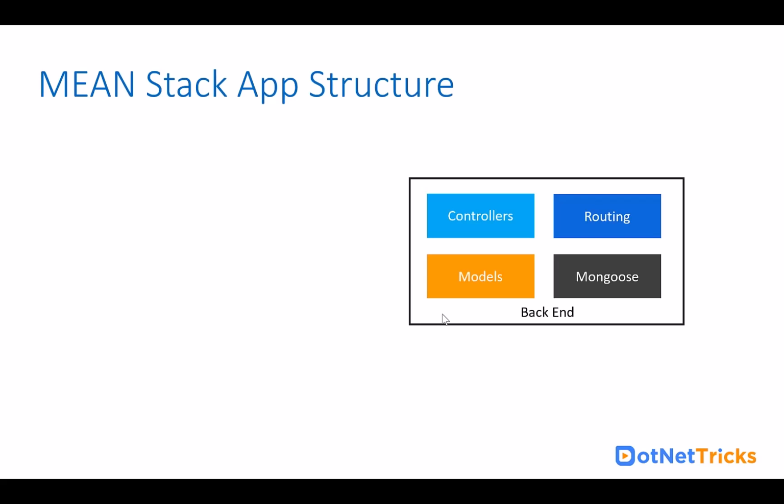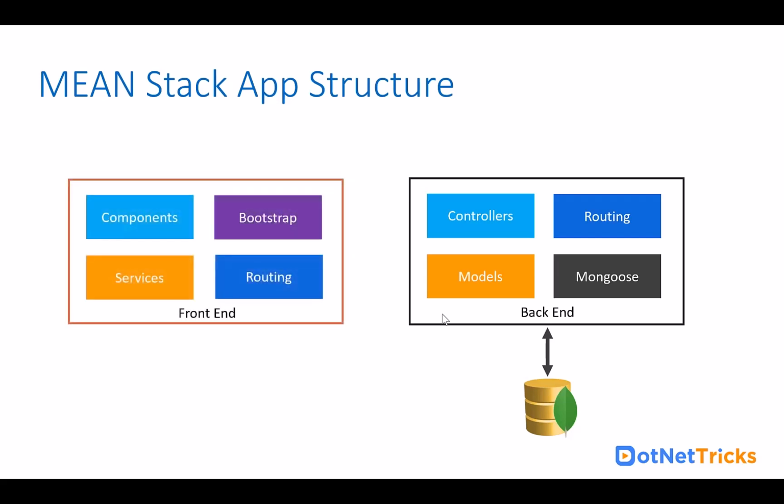Routing we will define here, and models we will have, so that the models we have defined here we can map to the documents in MongoDB. With the help of Mongoose we will query our MongoDB database, and whatever requests are received by the backend here, that data we will send to the front end.